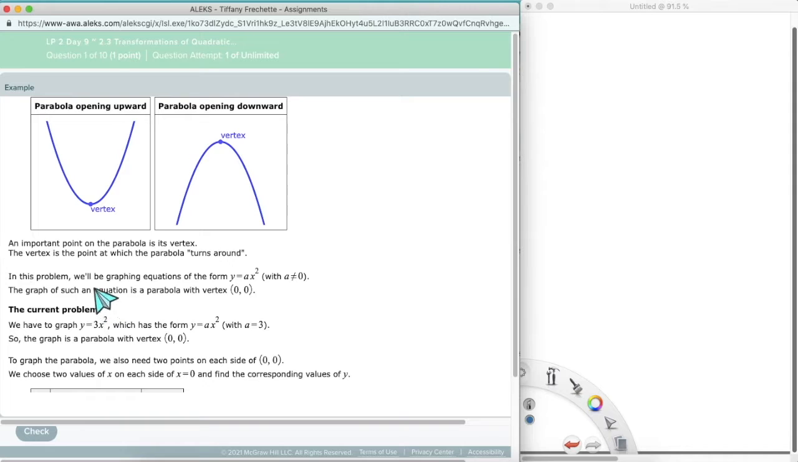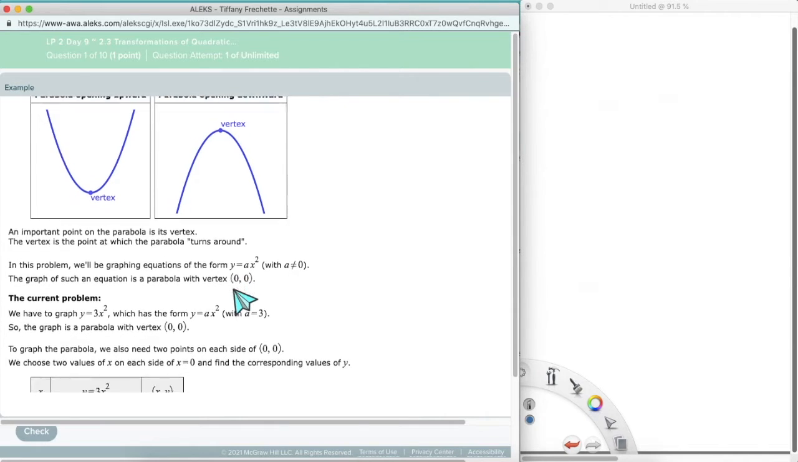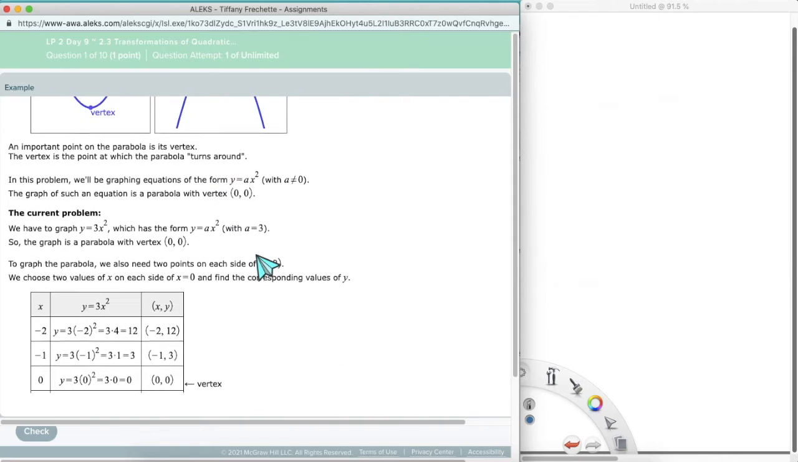And then we'll be graphing equations in the form y equals ax squared with a not equaling 0. So this means that the graph of such a function has (0, 0) as a vertex. So it's just giving us that leg up a little bit there. We can eliminate quite a bit just from knowing that vertex. So the current problem, we have to graph one like this, not this exact one, but one just like this.